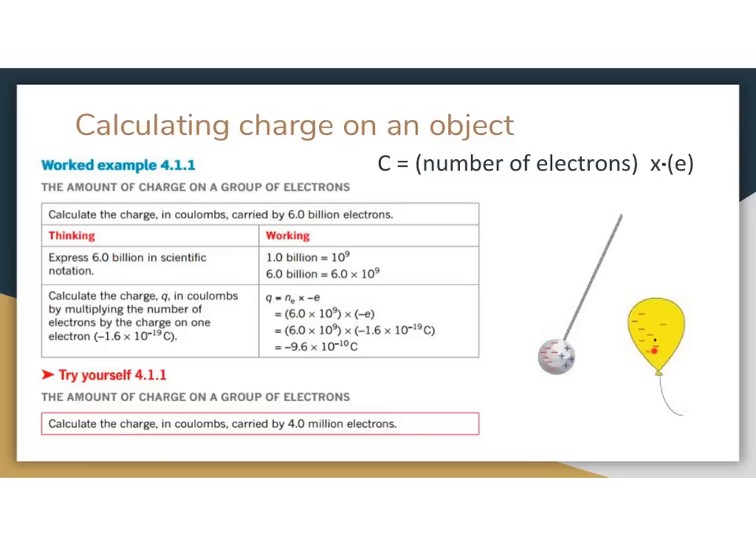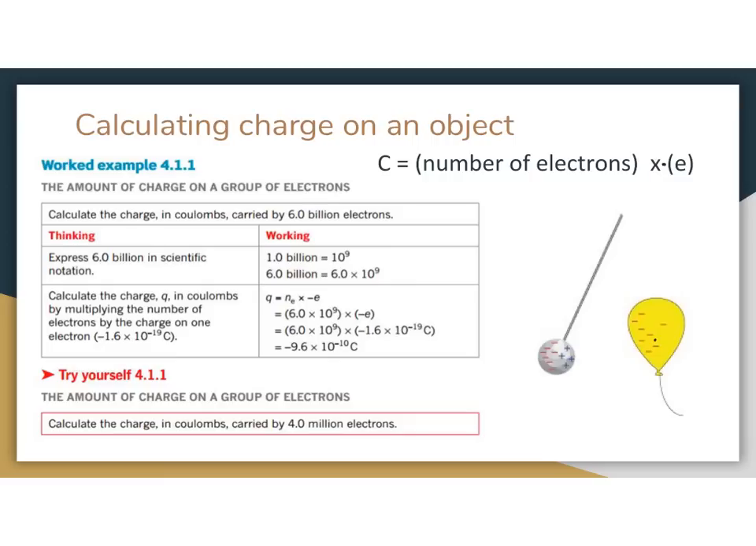Now, how do we work out the charge of this balloon? Well, we count up the number of electrons that it's picked up and multiply it by the elementary charge, because we know the charge on one electron. Now, obviously, electrons are in abundance in matter and in objects, and there's millions and trillions of them, even in the smallest length of wire or piece of metal.